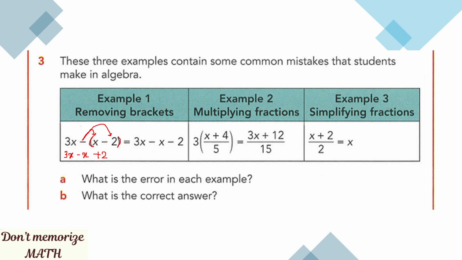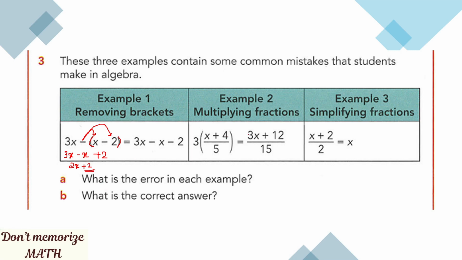So you can simplify this one, 3x minus x. From 3x we are subtracting 1x. So 3x minus 1x is 2x. So the answer will be 2x plus 2. This is the simplified answer.